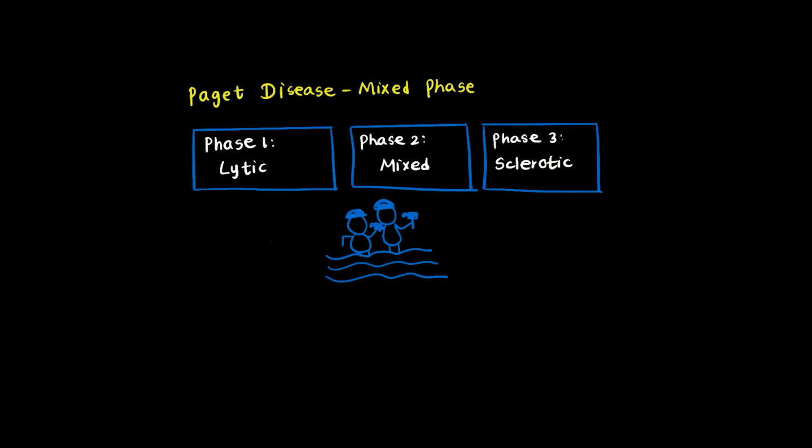This creates bone that's technically more abundant, but structurally weak, like a building made of randomly stacked materials. Meanwhile, the osteoclasts continue their destruction. This isn't the initial pure destruction phase, or the final sclerotic phase, where building dominates. This mixed phase is pure chaos, creating the characteristic mosaic pattern of Paget disease bone.